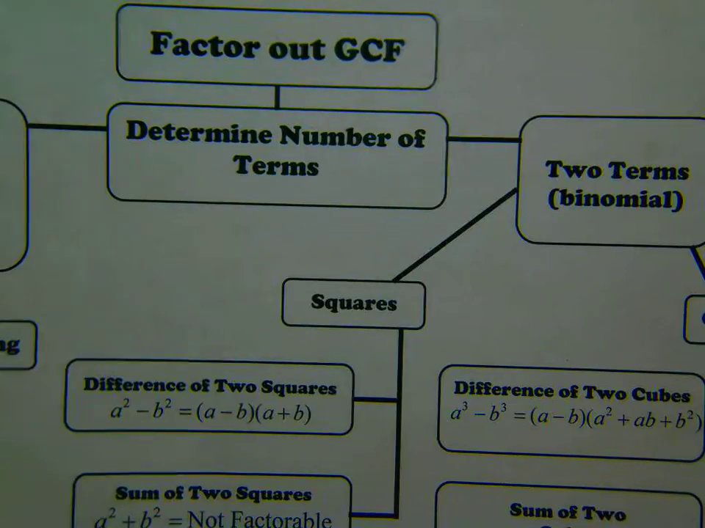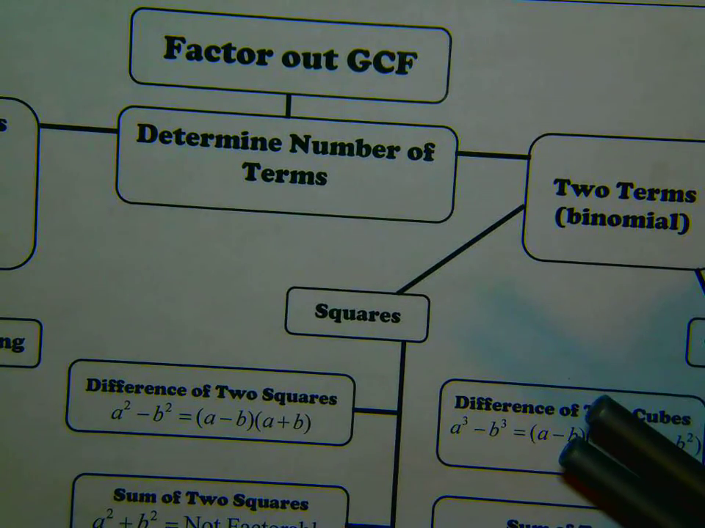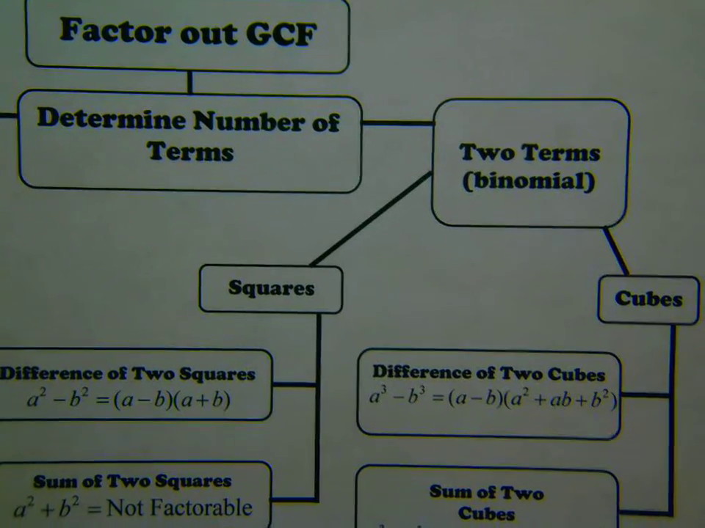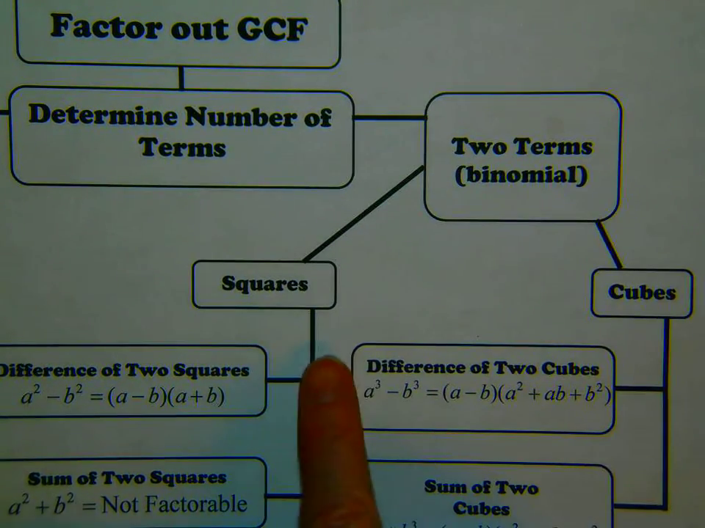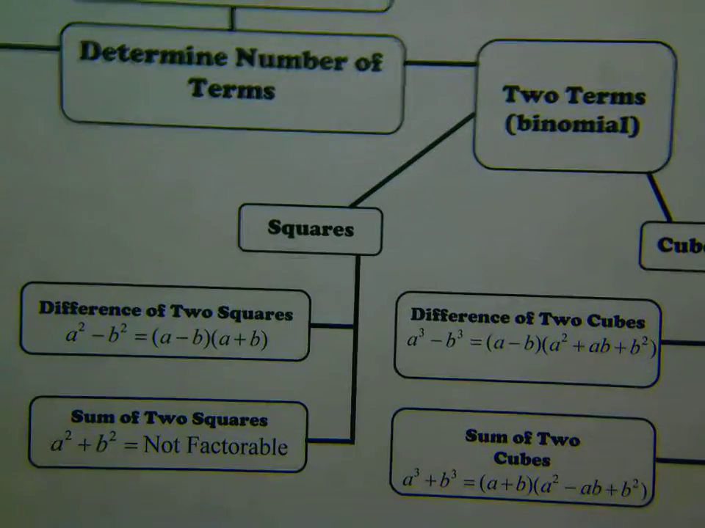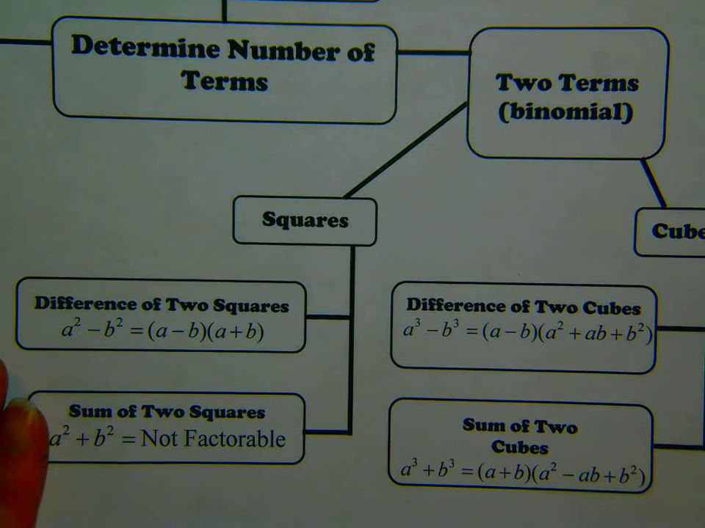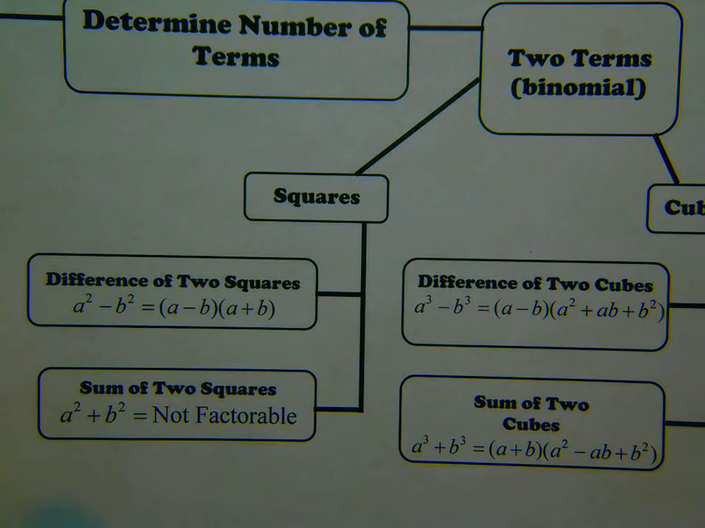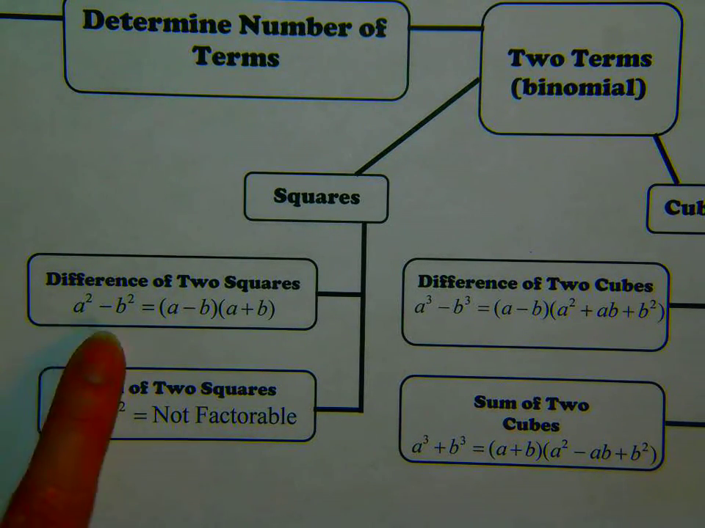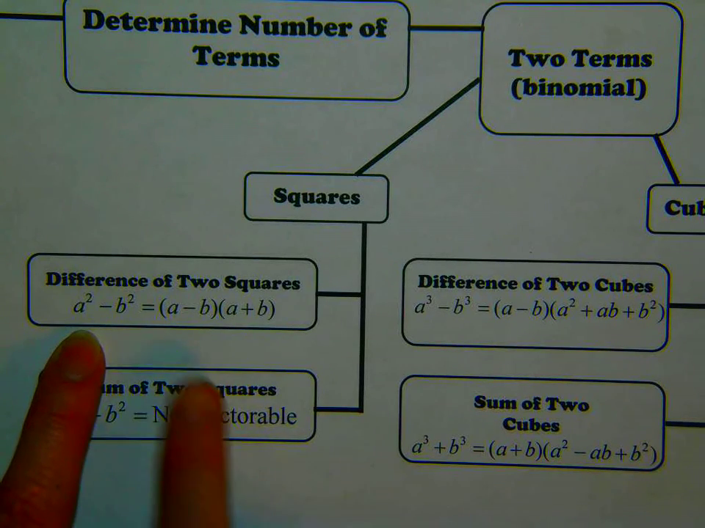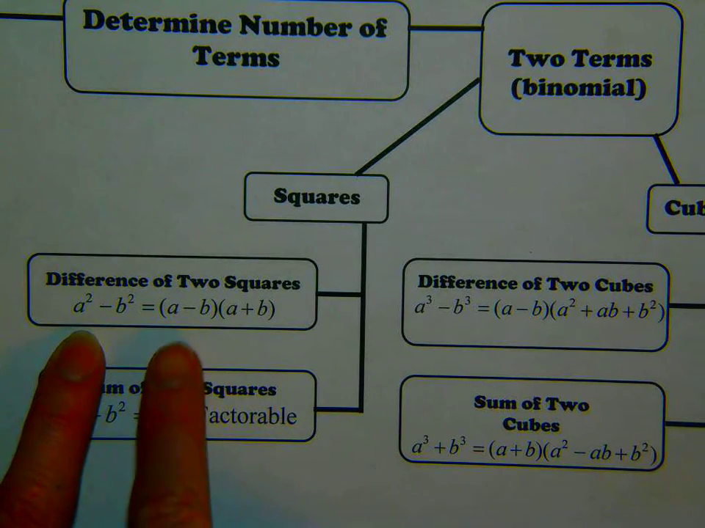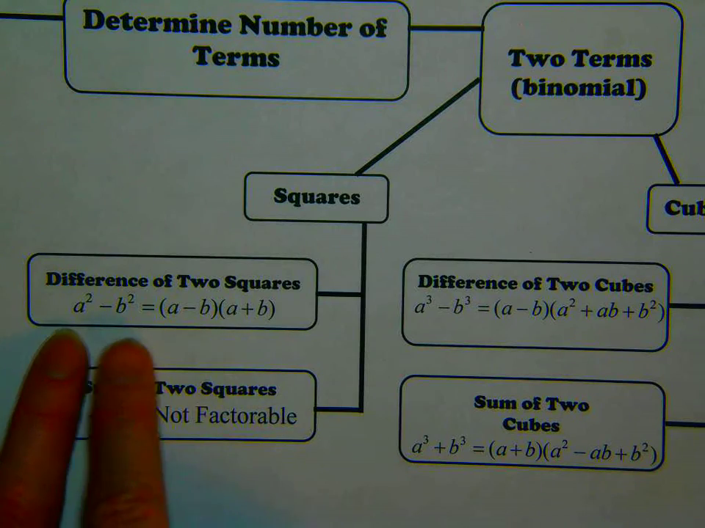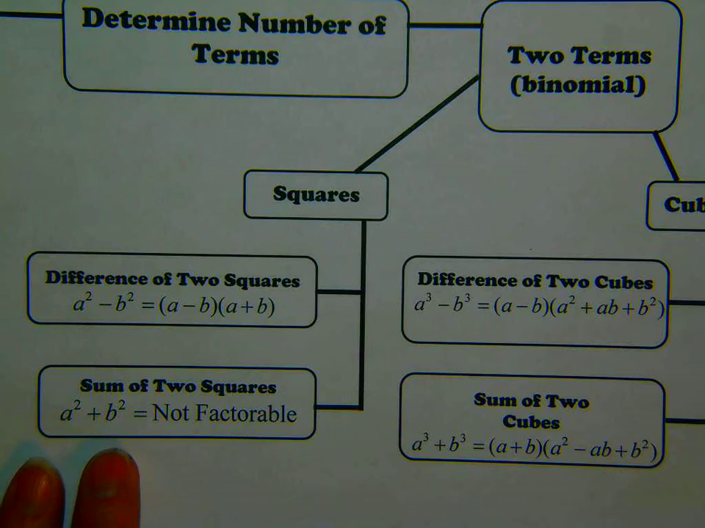Then looking over to the right, if we have 2 terms, a binomial, we have squares or cubes. We might have the difference of 2 squares, which we feel pretty comfortable with, hopefully by now. If we have 2 perfect squares and they are subtracted, we can follow this formula: a minus b times a plus b, if it's a squared minus b squared. Now, if we have a squared plus b squared, it is not factorable, only if it's subtraction.